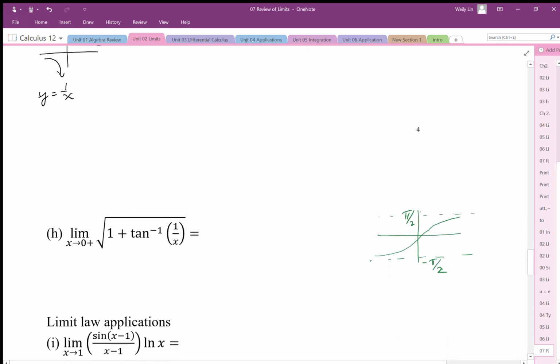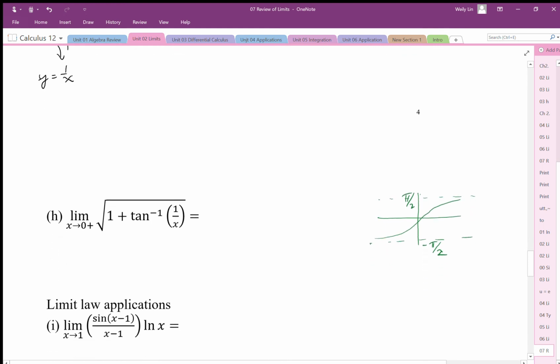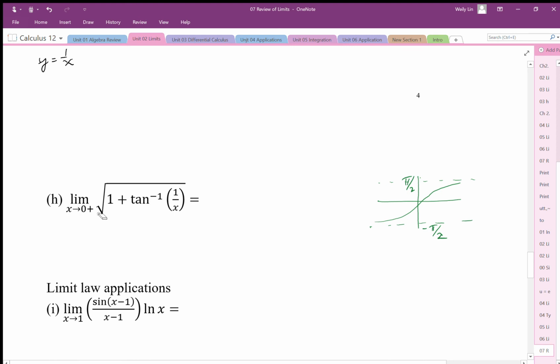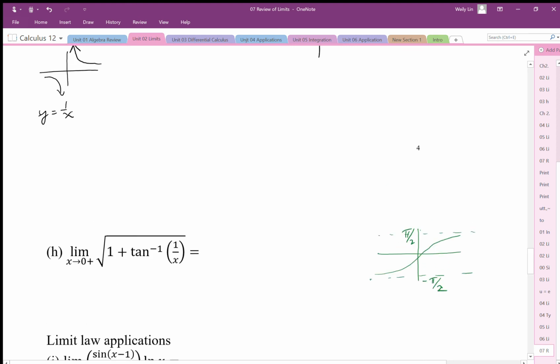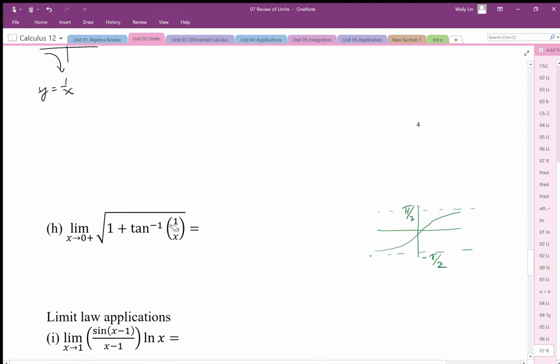For this one here, we have to think, what's happening to that 1 over x again as we go to 0 from the positive side? Well, we take a look here. It's going up to positive infinity. So then we have to ask ourselves, what's happening to the arctan as we go to positive infinity?